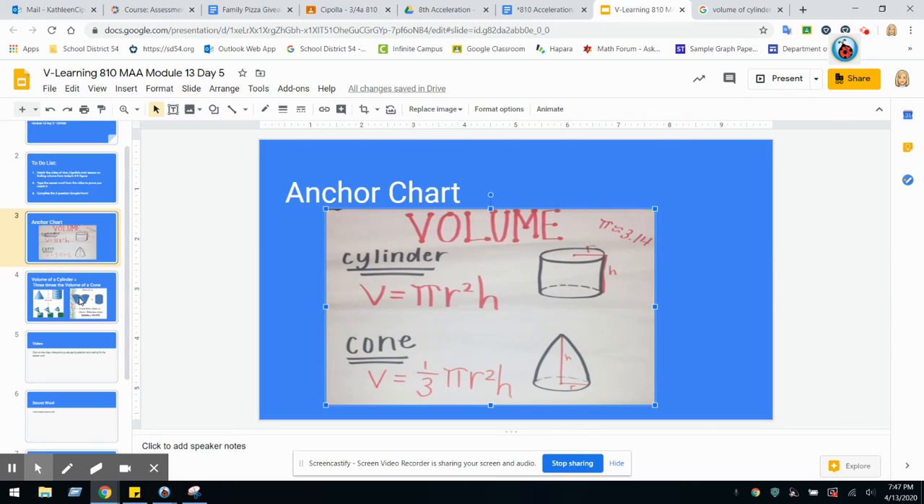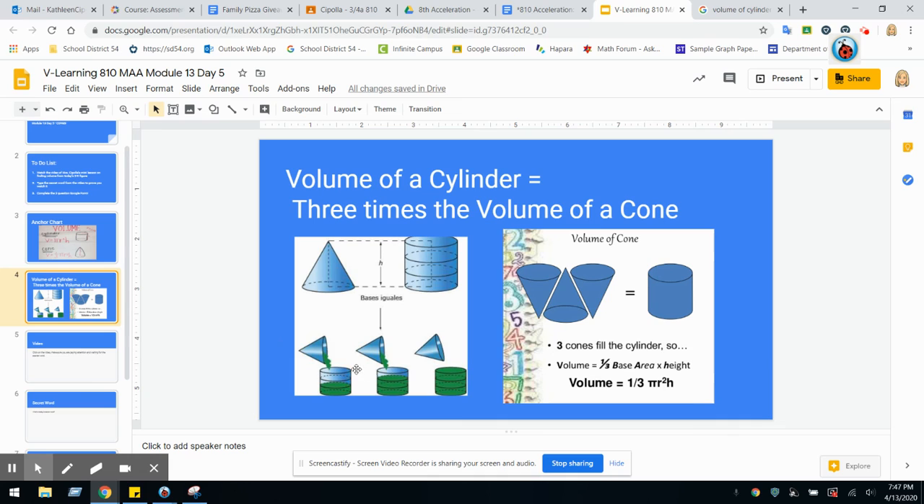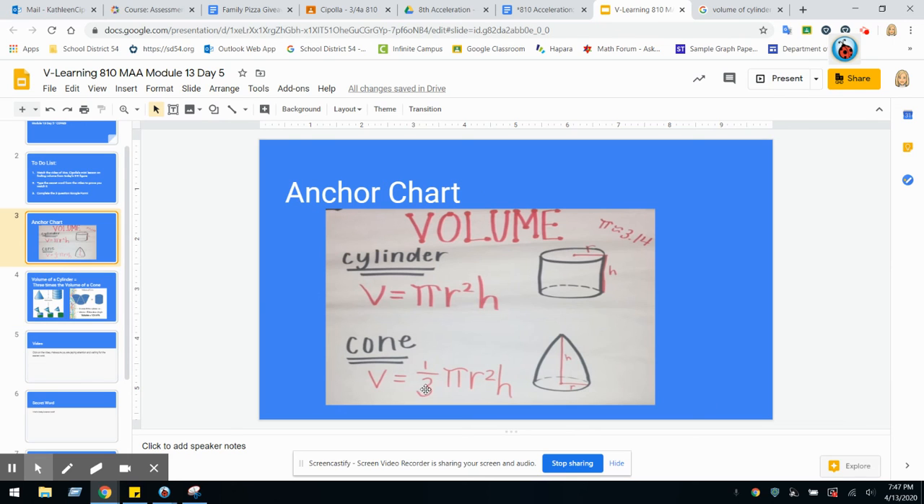Why is that? Well, if you look here, it kind of shows you. It would take 3 filled up cones to equal 1 cylinder. So that's where the whole 1/3 comes from. If you were to fill up a cone that has the same base, the same circular bottom, and the same height as a cylinder, it would take 3 full cones to equal the 1 cylinder. That's why we put the 1/3 in before the pi r squared.